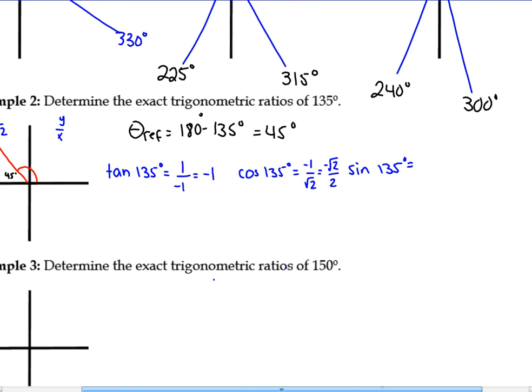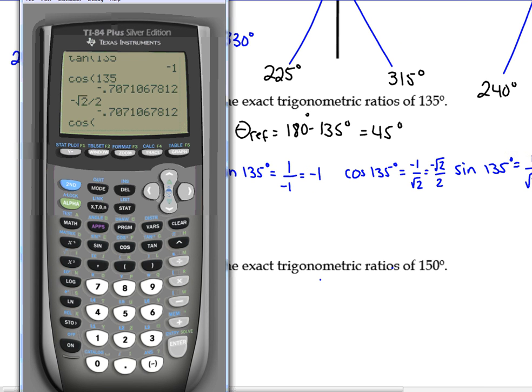Okay, so last, sine 135. Sine is y over r. Y was 1 over root 2. We multiply top and bottom by root 2. Root 2 over 2. So again, if you want to check your work, sine 135. And is that the same thing as root 2 over 2? Sure is.